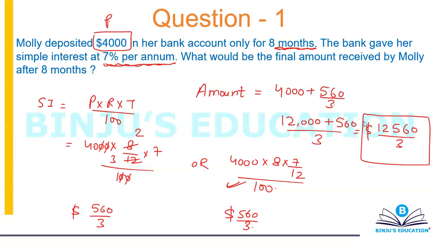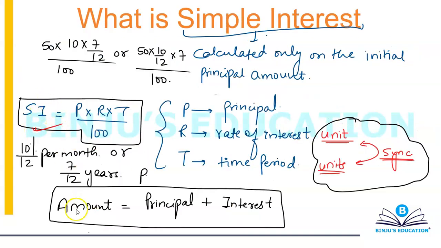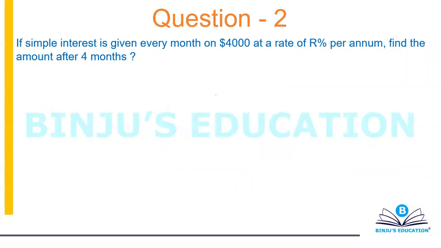Alright, let's move on to question number 2. Just remember these three things, guys. This 1, this 2, and this 3. That's it. Nothing else is required for simple interest. It's pretty simple to calculate. Okay. Pause the video and try this question, please.